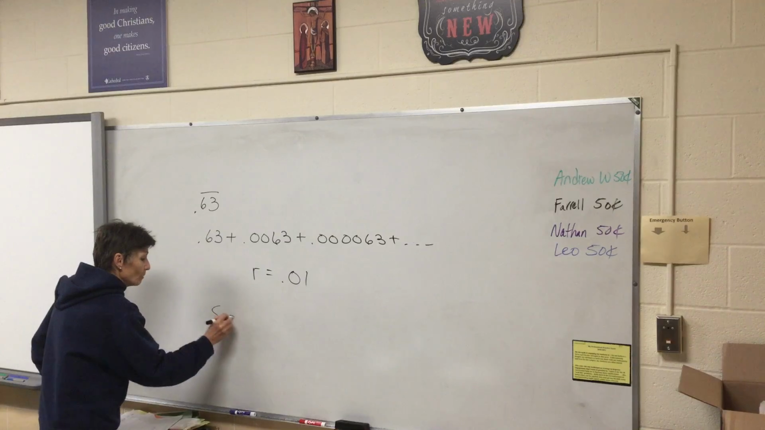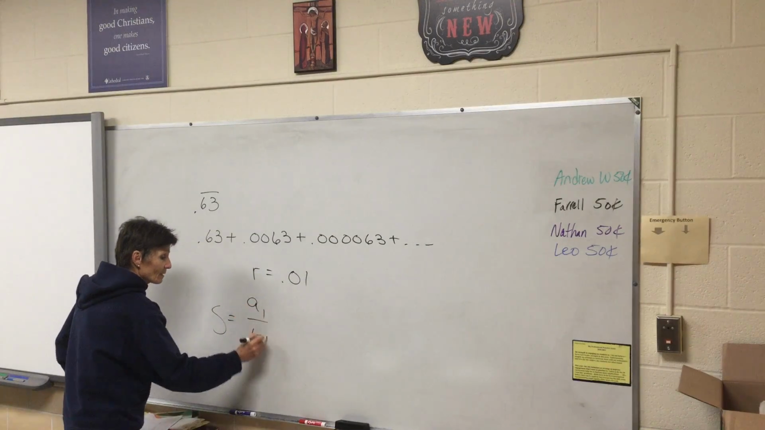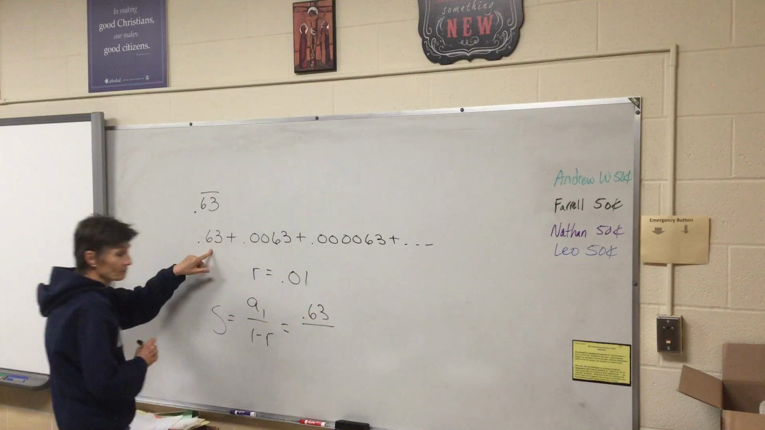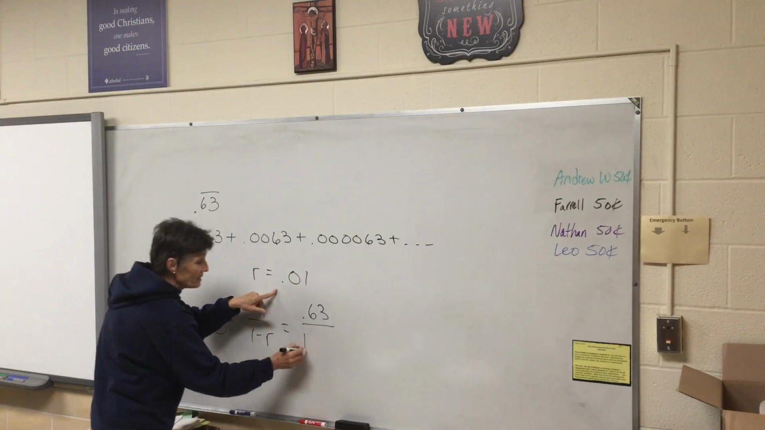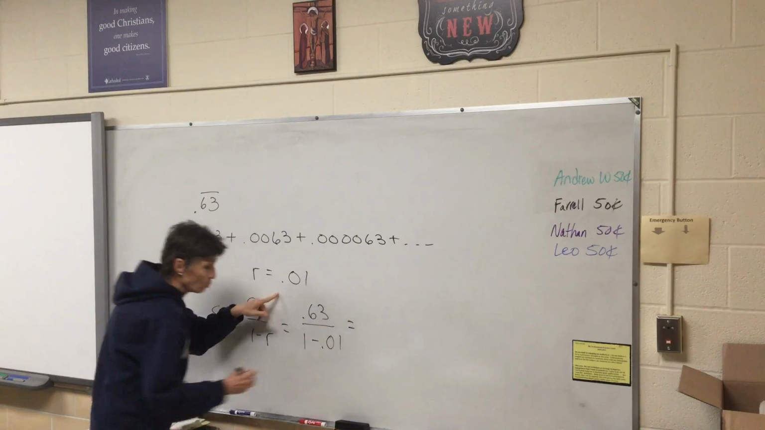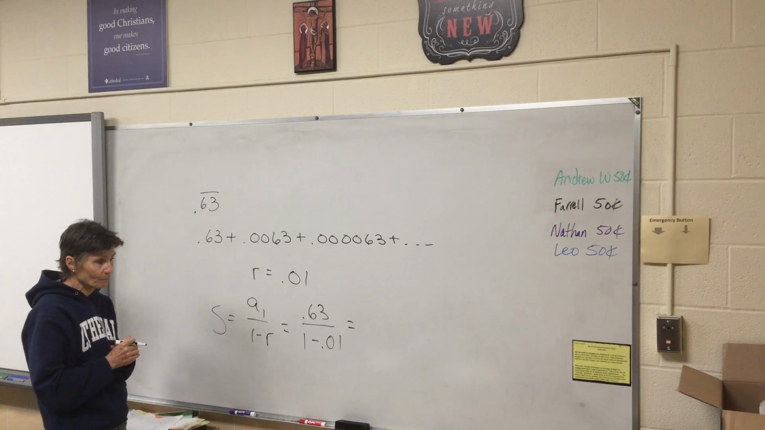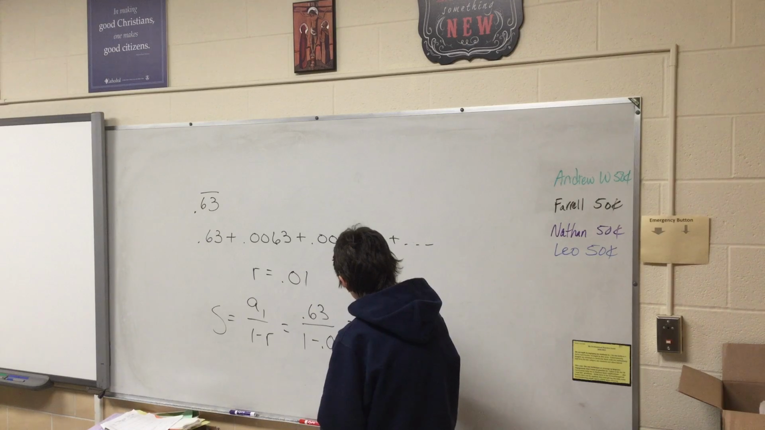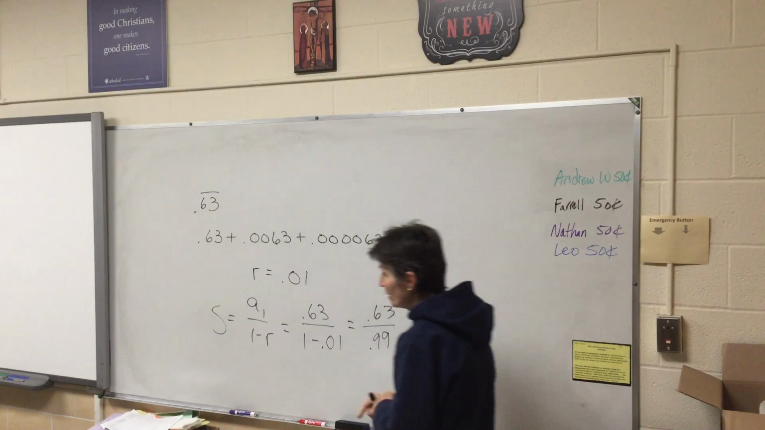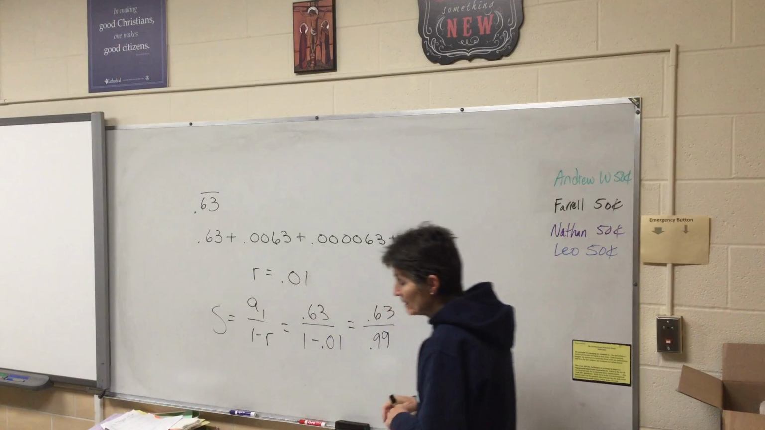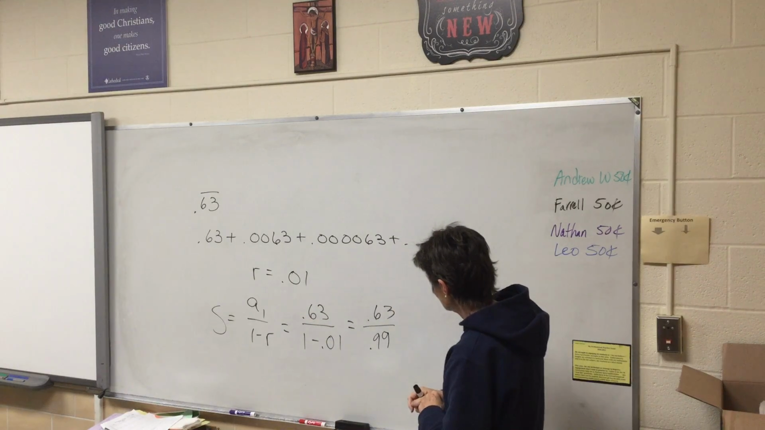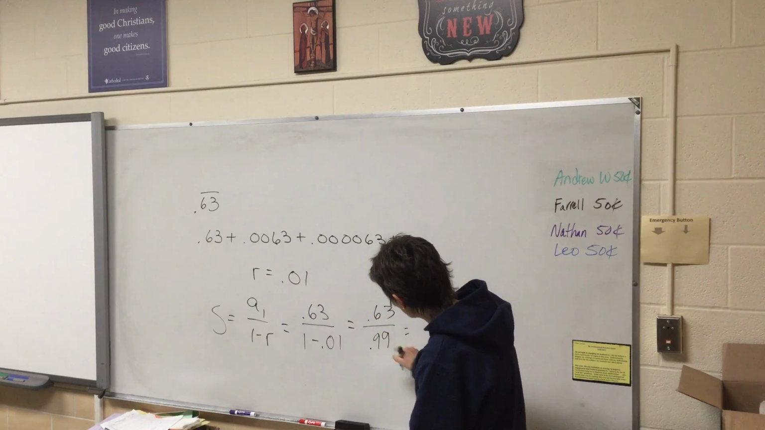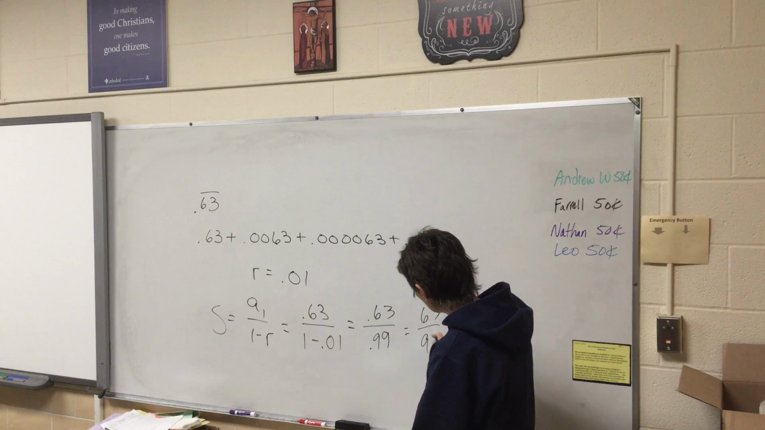All right, so here we go. Our formula says we take the first term, which is 0.63, over 1 minus the ratio. Remember, it's 1 minus the ratio. So we have 0.63 over 0.99, 1 minus 0.01, and again, you have a calculator if that bothers you. Now I have to get rid of the decimal point in my fraction, so I'll move 2 places, and I have 63 over 99.